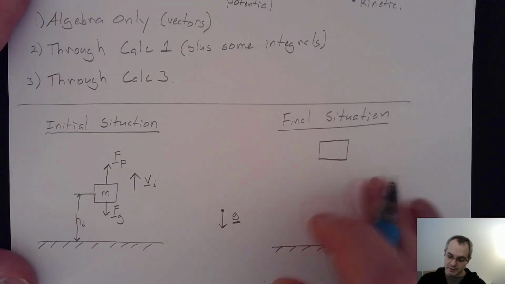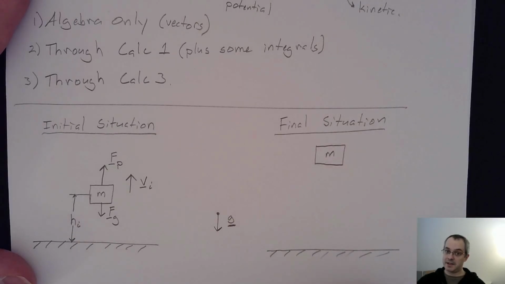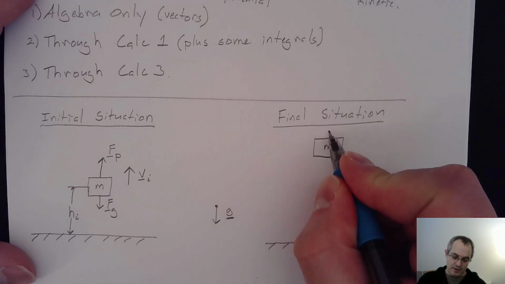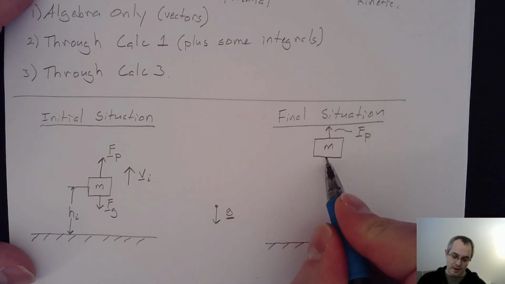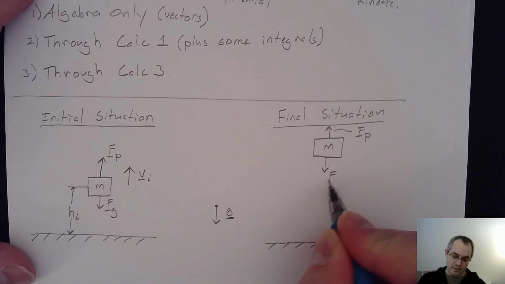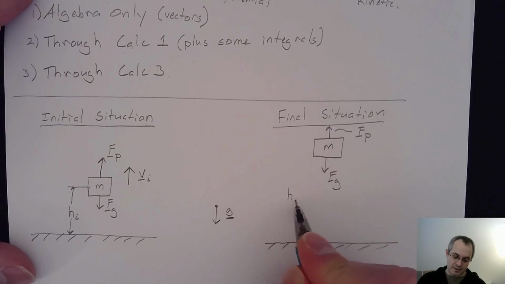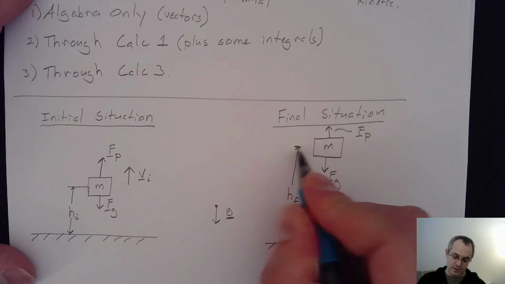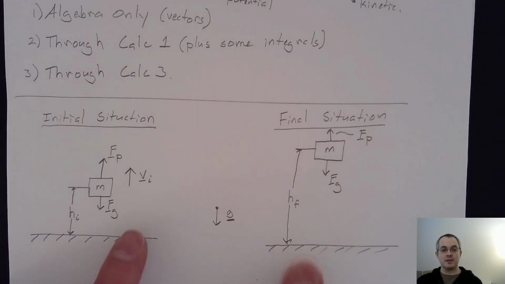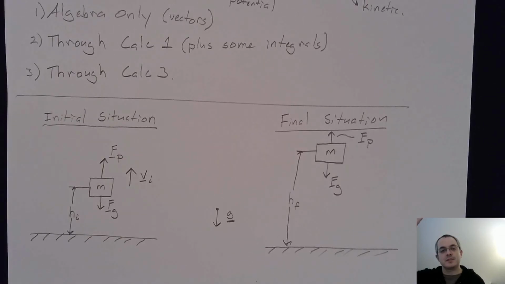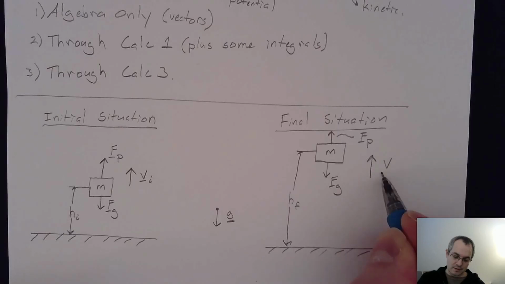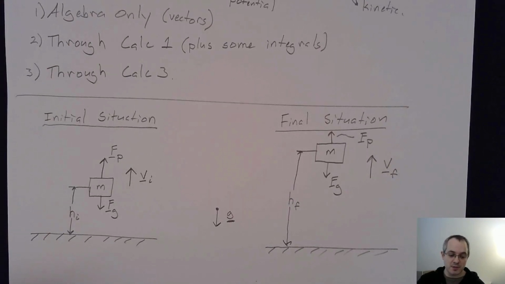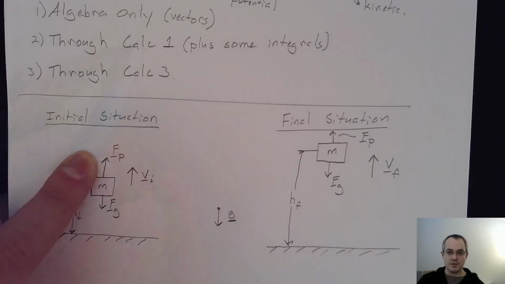Okay, so in the final situation, we still have a mass of m. We haven't lost or gained any of that, which is good. We are still experiencing a force F_p and a gravity F_g. The height of the box is now h_f. It's changed, and in this depiction, it's increased, right? The height of the box has moved up. And the velocity of the box is v_f. So the velocity has perhaps changed as well, going from the initial situation to this final situation.